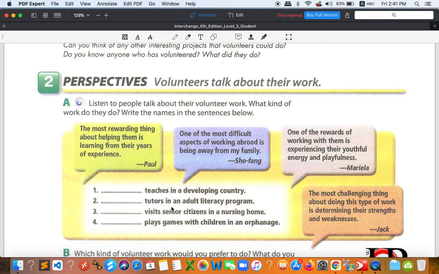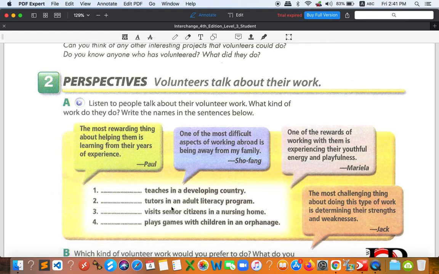Next one from Xiao Feng. I'm not really sure how to pronounce that, but maybe it sounds like that. Xiao Feng. One of the most difficult aspects of working abroad is being away from my family. The aspects means point or area, all right? Next one from Mariela. One of the rewards of working with them is experiencing their youthful energy and playfulness. So youthful, just like young, and playfulness, wanting to have fun or a good time.